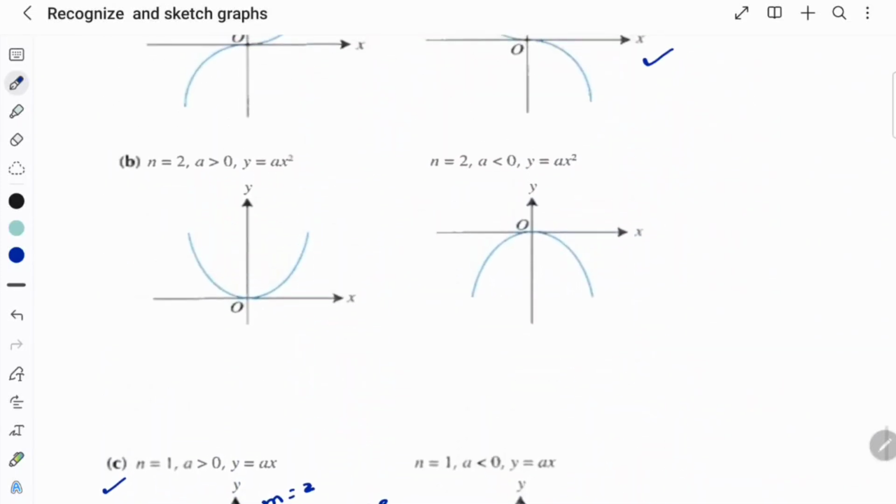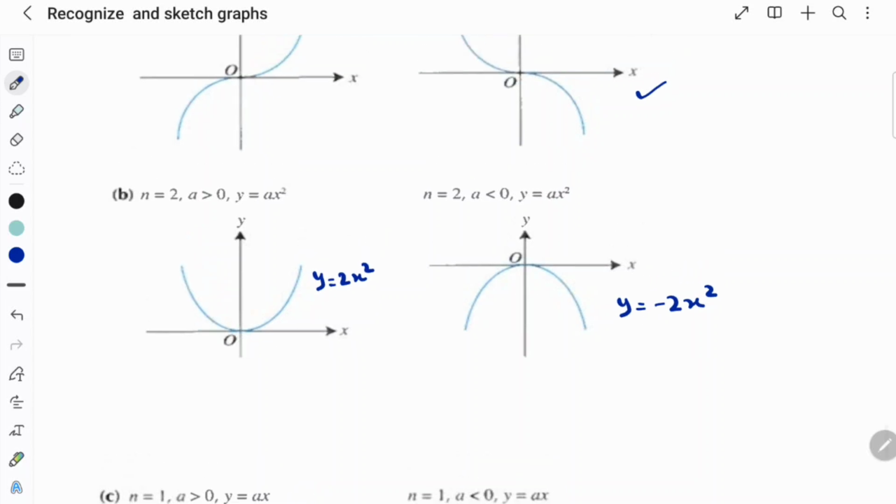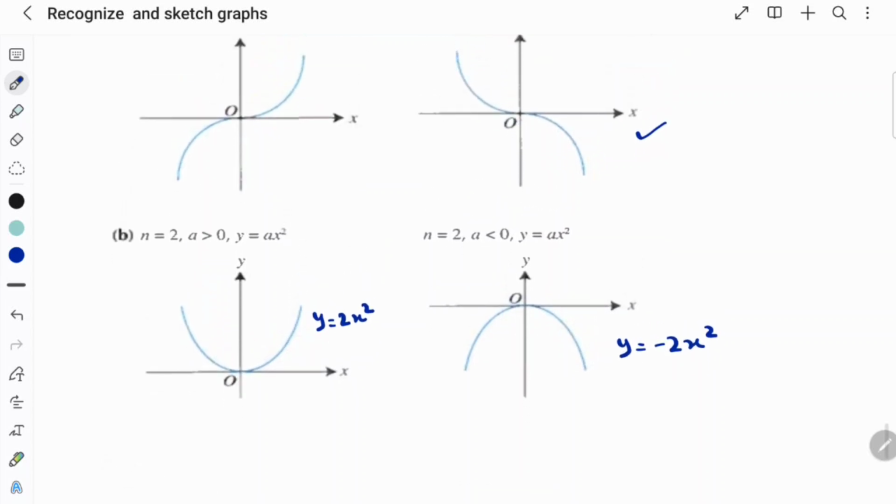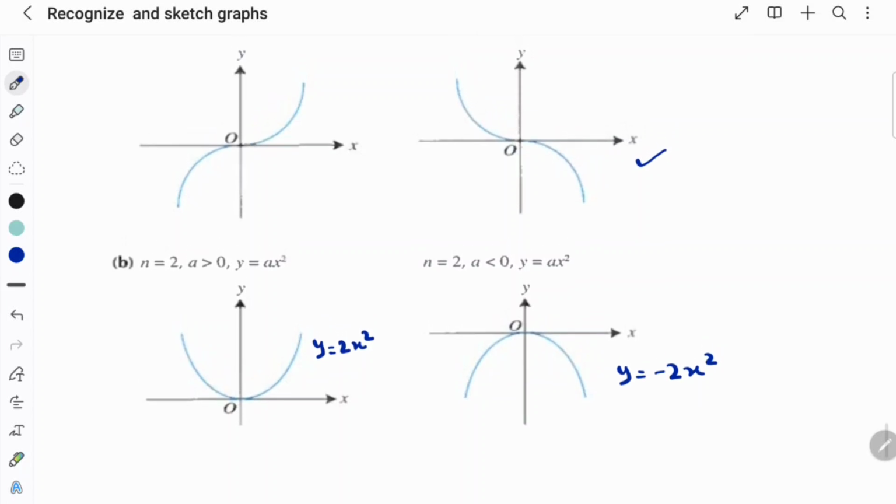Alright, come to the quadratic equation, number 2. Whenever the power is 2, then it's a quadratic equation. For example, y equals 2x squared has a positive coefficient with x squared, and y equals minus 2x squared has a negative coefficient, so it's upside down. If it is a smiley face, then it is a positive coefficient with x squared. Wherever the graph intersects the x-axis, that is the solution of the equation.